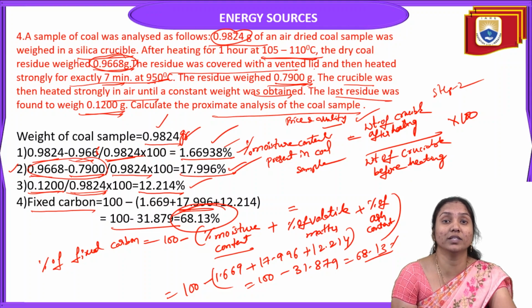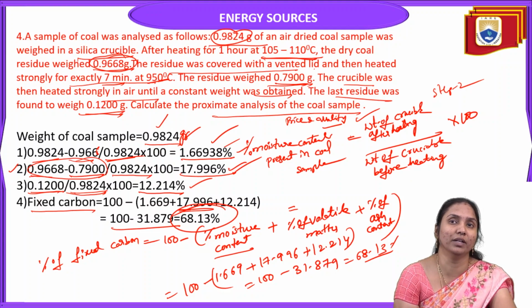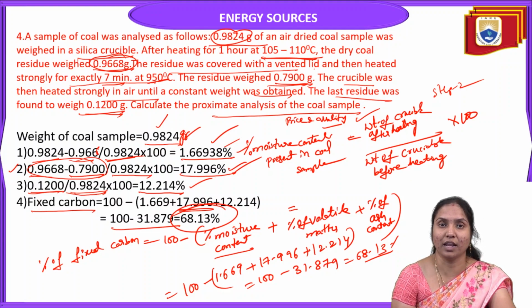So good coal always contains a low percentage of moisture content, volatile matter and ash content, but a high percentage of fixed carbon, because this carbon increases the calorific value. So in this way you can calculate the percentage of moisture content, volatile matter, ash content and fixed carbon present in coal sample by using this proximate analysis. This helps to fix the price and quality of coal.